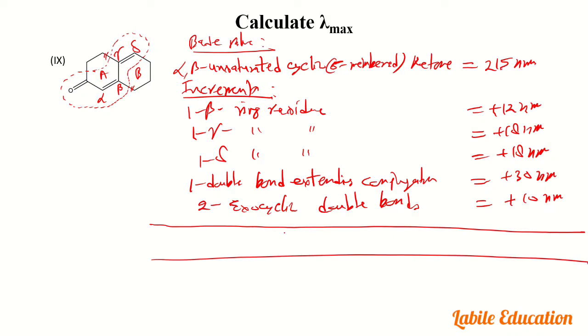So now we can sum them up. Lambda max calculated in ethanol: 215 plus 12 plus 18 plus 18 plus 30 plus 10, the value will be 303 nanometer.